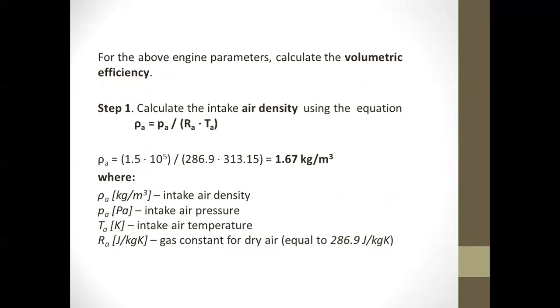Step 1. Calculate the intake air density using the equation rho A is equal to PA over RA multiplied by temperature. Let's substitute. Ang PA natin is 1.5 times 10 raised to 5 divided by 286.9 times 313.15, is equal to 1.67 kilogram per cubic meter.